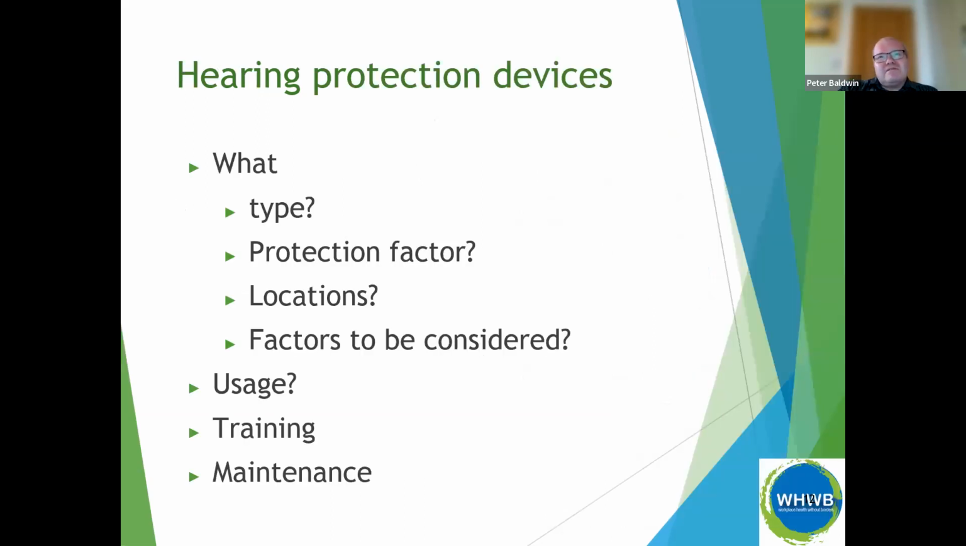And now I really want to delve into hearing protective devices, or hearing defenders. There's lots of questions around these. What type? There are two main types of hearing defenders available. One's an ear muff, which is basically like a cone that goes over the pinna, or the ear itself. The other is basically a plug you put into the ear canal. Both have their advantages and disadvantages.